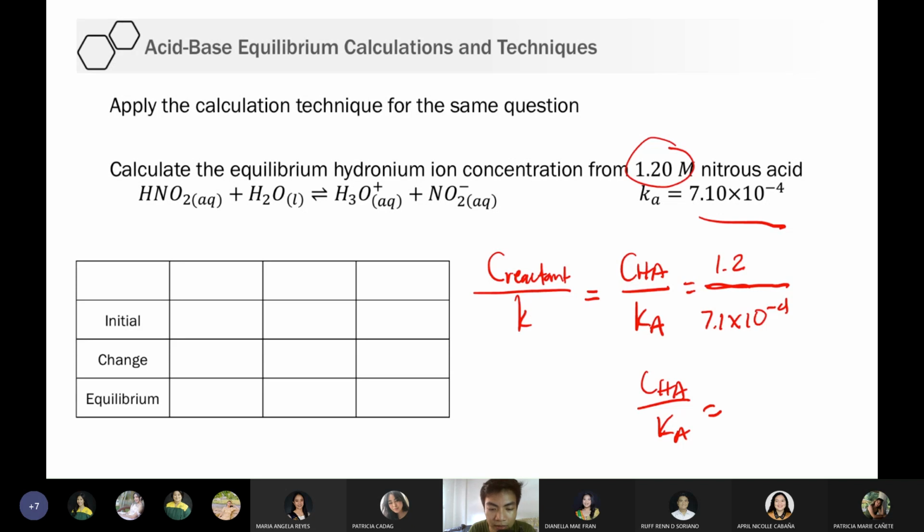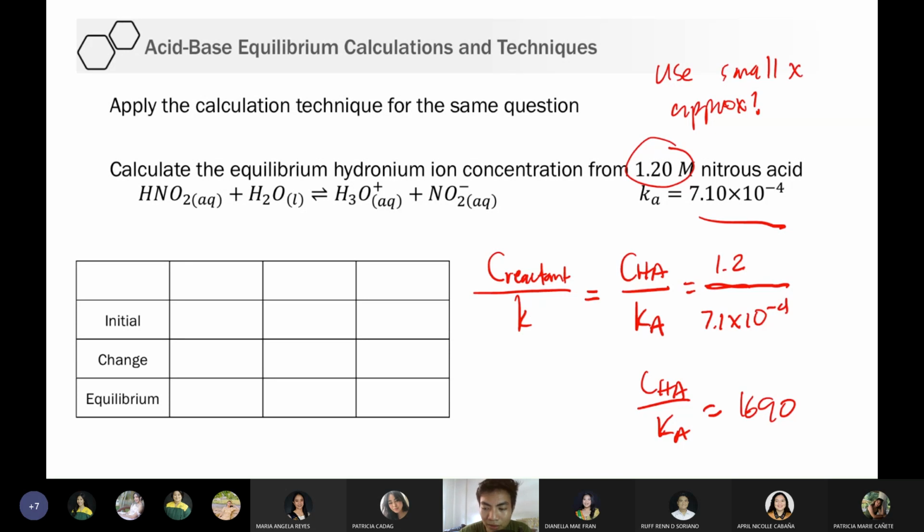Siyempre, di ko yan kaya i-mental. So, pindutin sa calcu. That's 1690. Okay? So, that is greater than 1,000. So, ano implication nun? If the ratio of the concentration of reactant and the K is greater than 1,000, you can use small x approximation. So, pwede natin gamitin yung small x approximation dito.